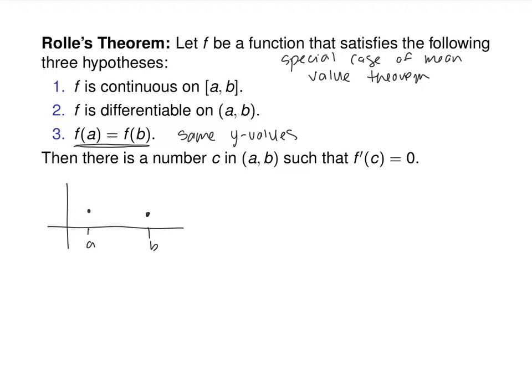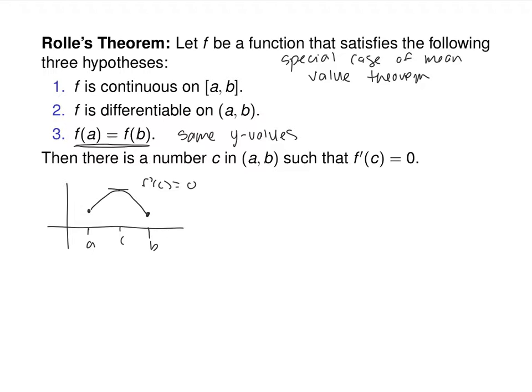So if you're continuous, you've got to go from a to b in one smooth swoop, right? If you're differentiable, you can't go there with any sharp points. So you could do something like this. And then is it true that the derivative is 0 someplace in the middle? Yeah, there would be the point c. And at that point, f prime of c is equal to 0.